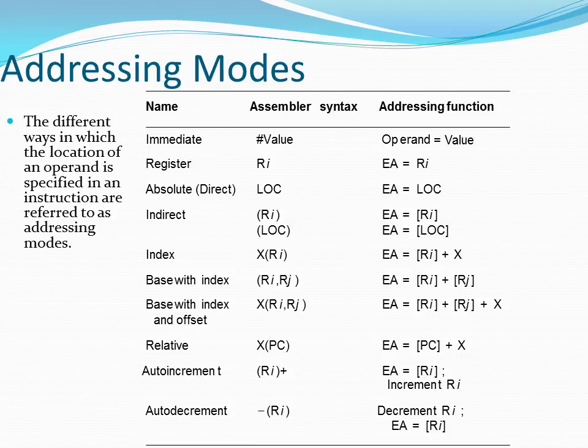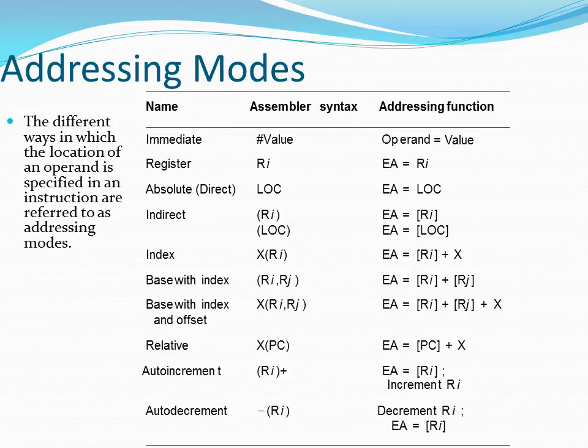So next are auto increment and auto decrement. These are some additional addressing modes. Auto increment is represented as (Ri)+, that is Ri in parentheses followed by a plus symbol. So what is the effective address? The effective address is the contents of the processor register, and after accessing the operand, the contents of the register are incremented.